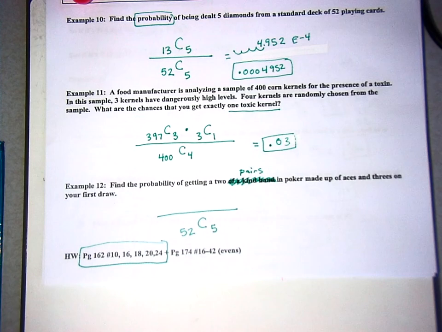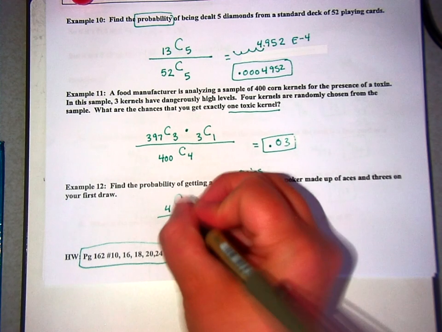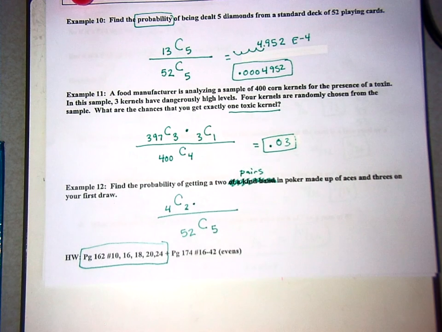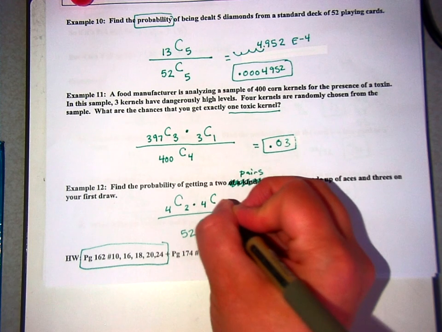So, how many aces are in there in a deck? 4, and how many do we need? 2? How many threes are in a deck? And how many do we need? 2?